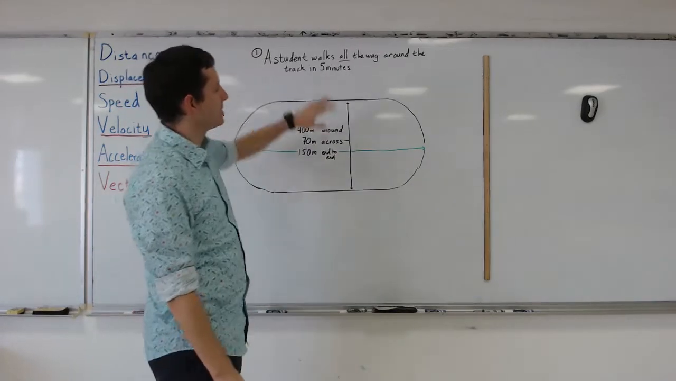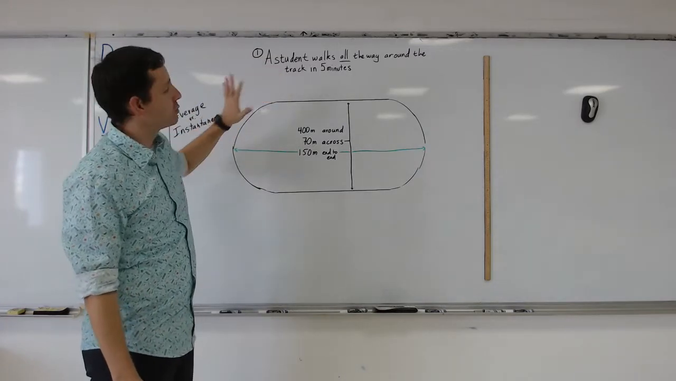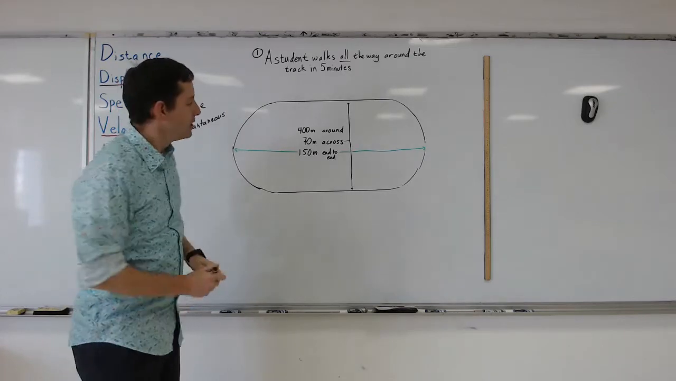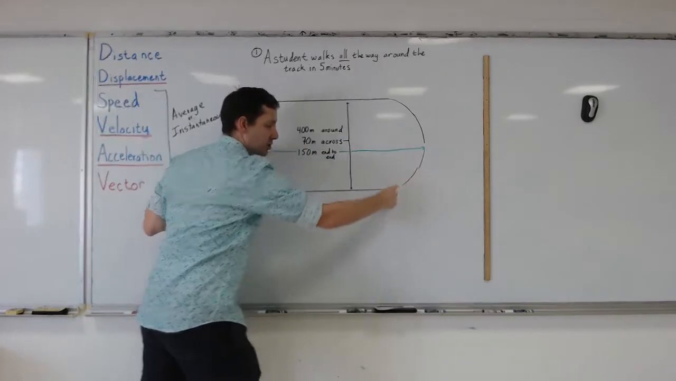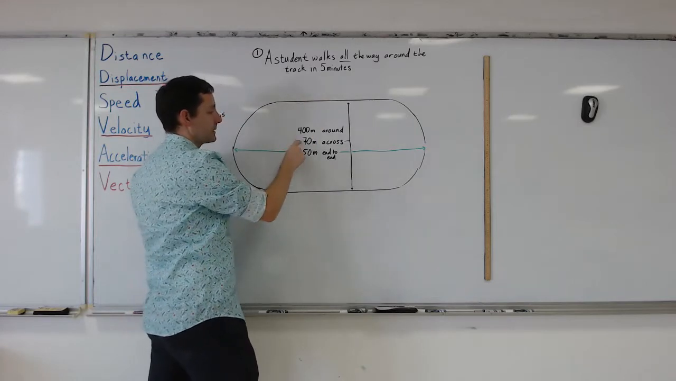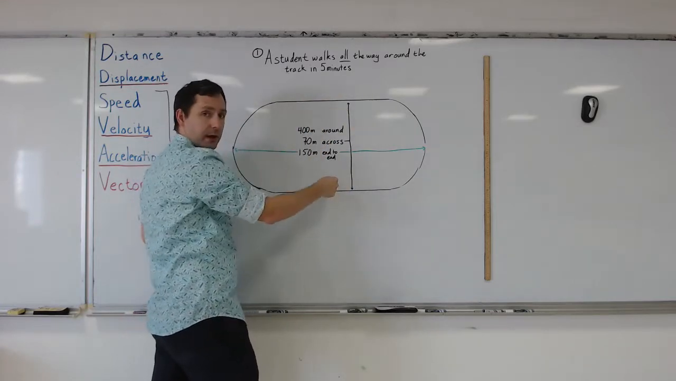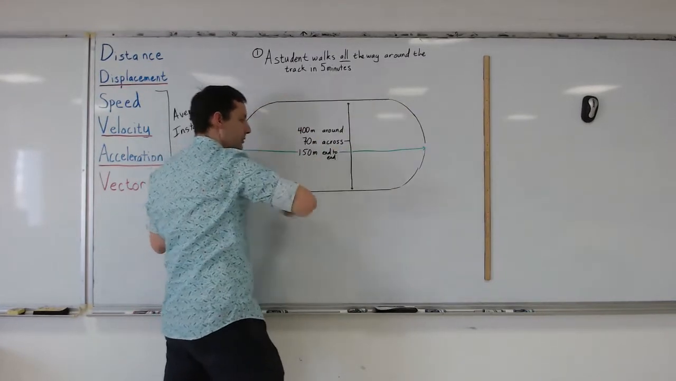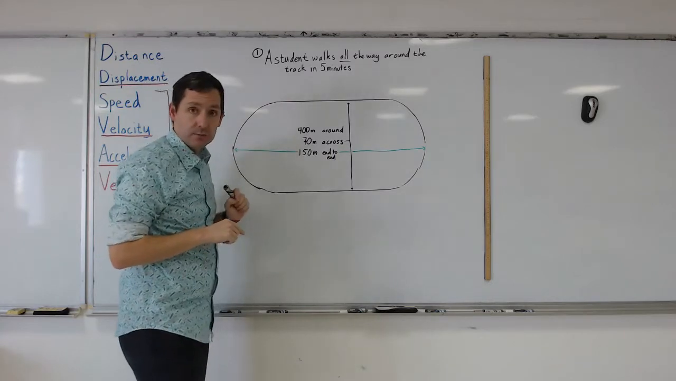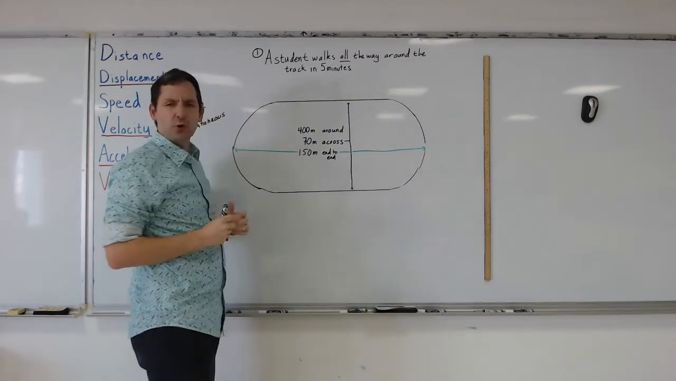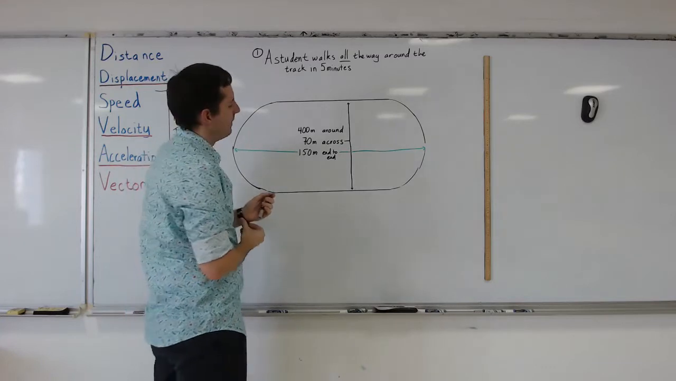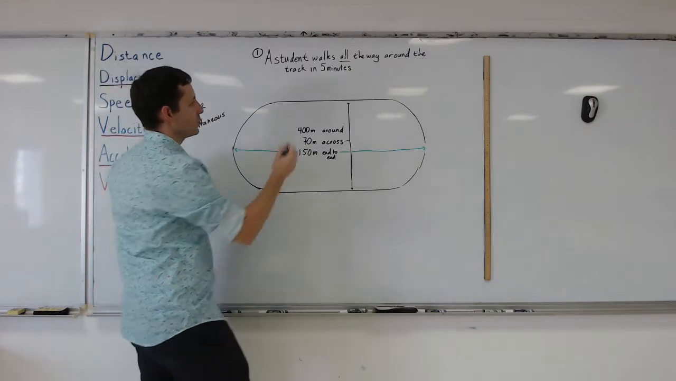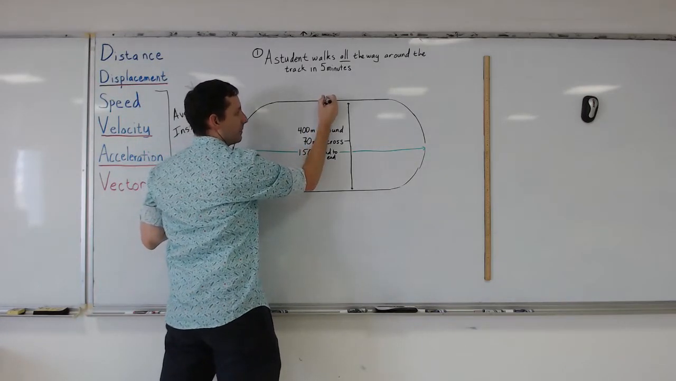Our first example here is a student walking all the way around a track in 5 minutes. This track is 400 meters all the way around. It's 70 meters across, that's kind of the width there. It's 150 meters end to end. And again, the whole total distance is 400 meters around. That's a pretty typical track. I rounded some things to simplify it, but that's the idea. So let's see if we can talk about each of these. Let's say we start right here.